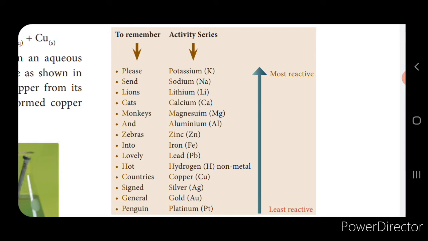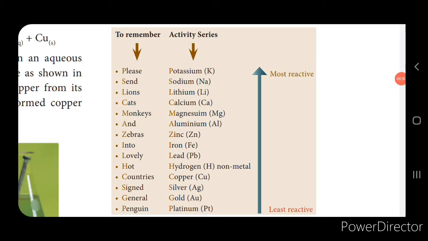Just now we saw the activity of the elements and their relative position in the periodic table, and this leads to the activity series. The activity series of some elements are given in your textbook. Now look at the screen, children. Here you can see the activity series. The activity series consists of the elements starting from potassium to platinum.